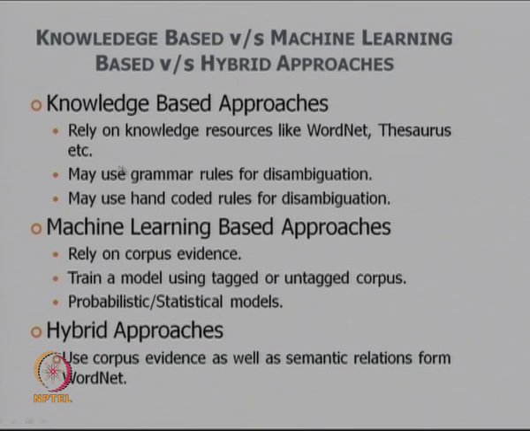Knowledge based approaches rely on knowledge resources like the WordNet, thesaurus, etc., may use grammar rules for disambiguation, may use hand coded rules for disambiguation. In machine learning based approaches, one relies on corpus evidence. We train a model using tagged or untagged corpus, and probabilistic statistical methods are taken.